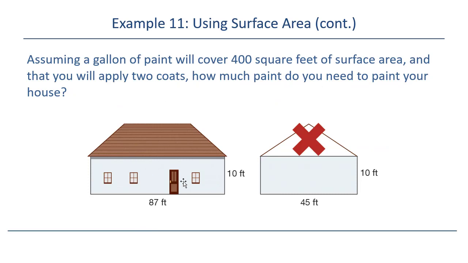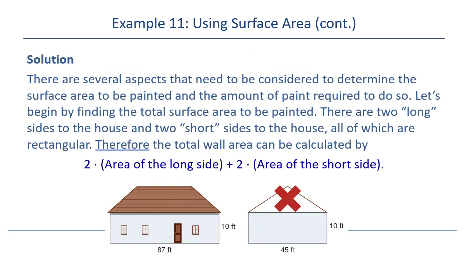Here's a picture. We're obviously not painting the roof. Here's the 87 by 45, 10 feet tall, and then here are the windows and doors that don't need to be painted. We have to assume some things. How many square feet 1 gallon will cover, in this case 400 square feet, and that it'll apply 2 coats. So that also is going to have a bearing on how much you need, obviously, if you're putting it on 2 coats.